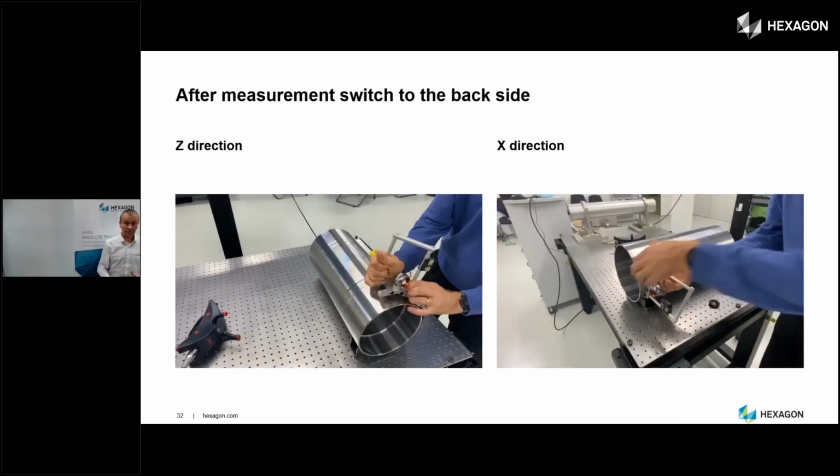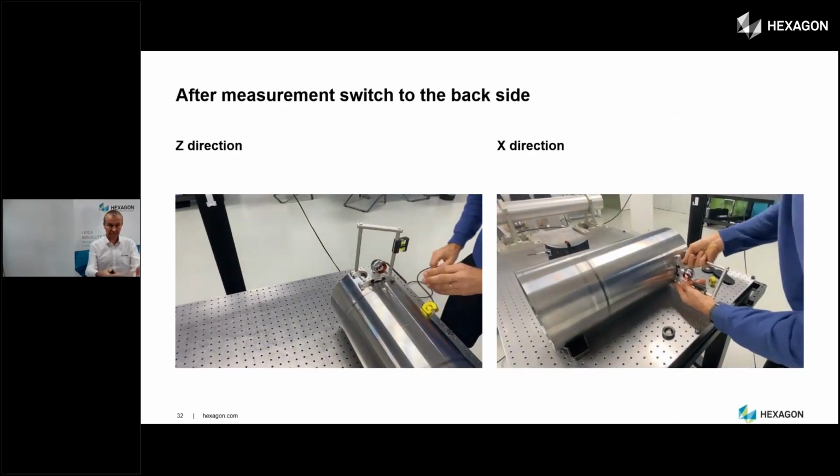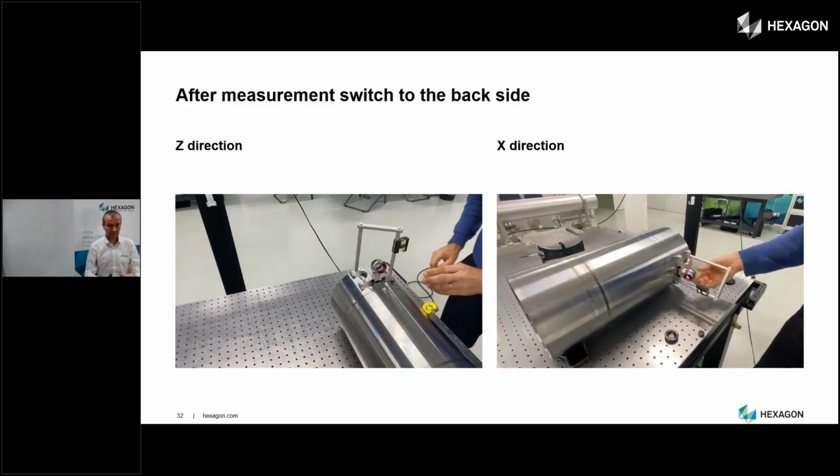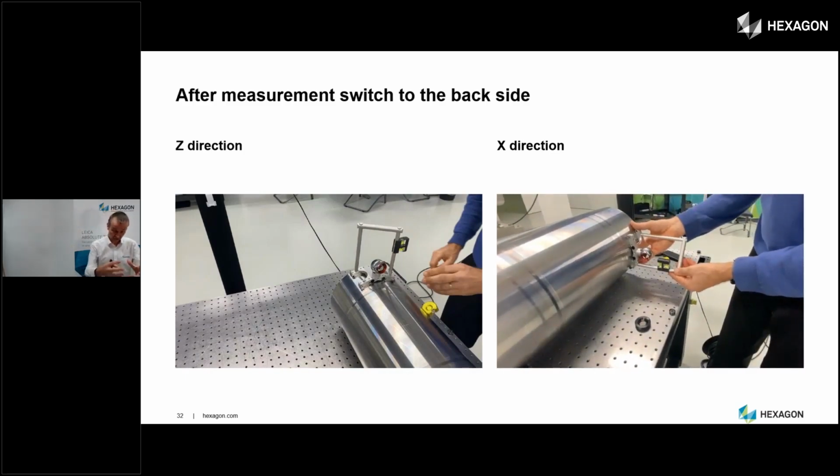Good. So doing this from the front side to the back side, magnetic prismatic adapter, adjustable to the diameter of the roller. Very easy to use in that way. And what you see here also, front end, back end for X direction.